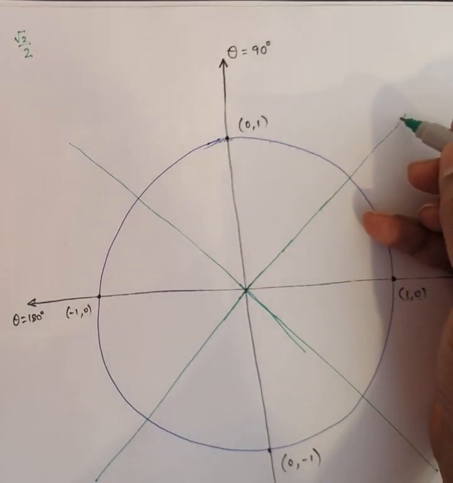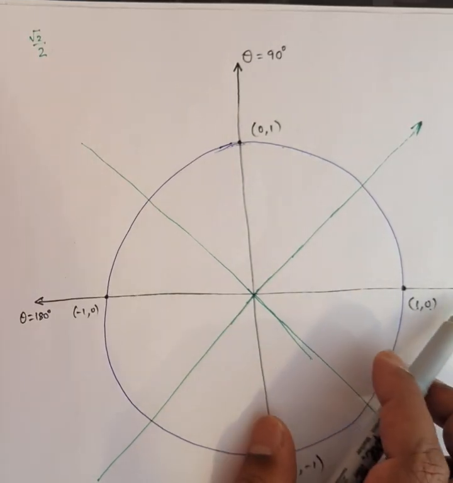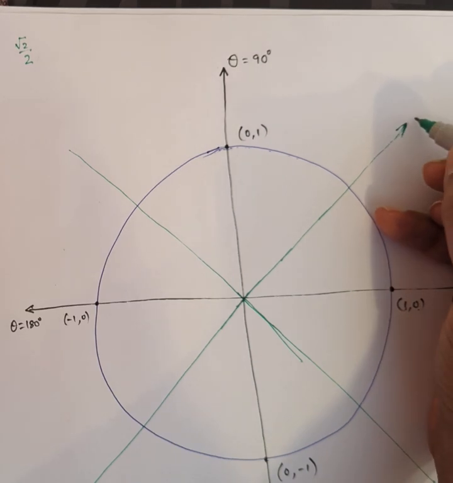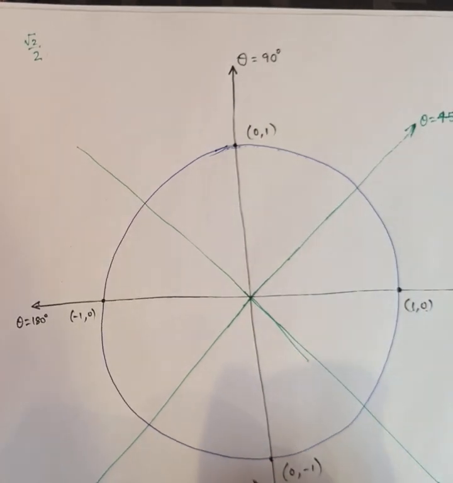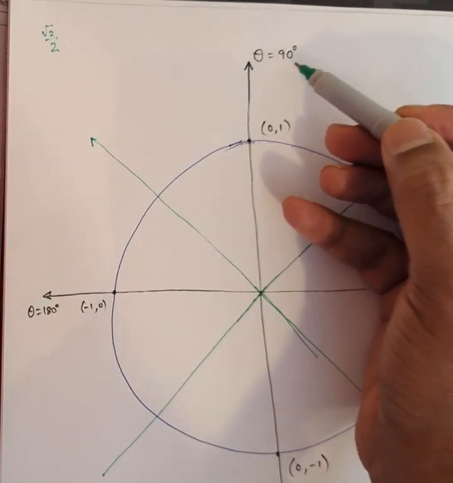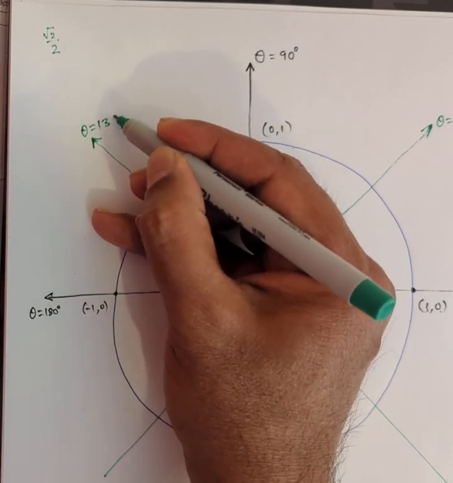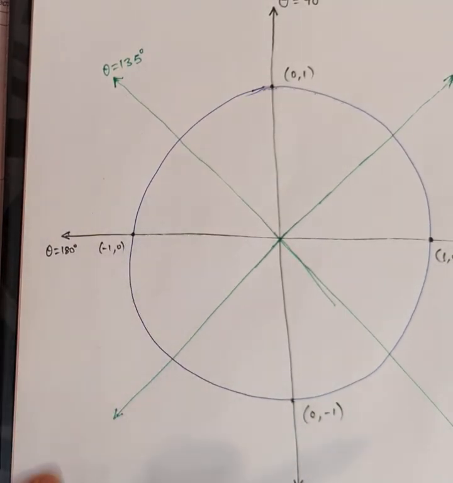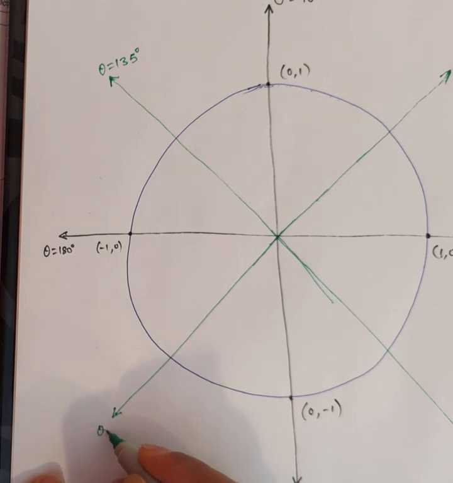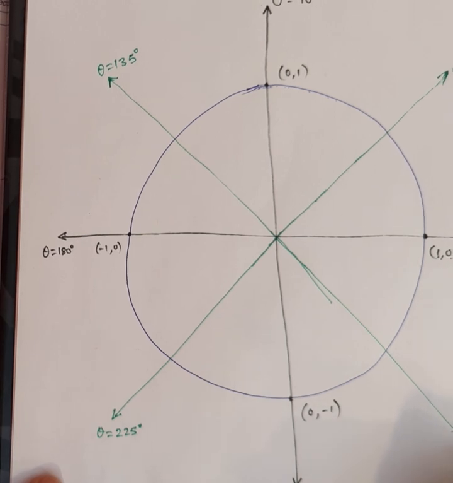And let's go ahead and write down the angle measures. This is exactly in the middle of 0 and 90. So this corresponds to 45 degrees. And this is in the middle of 90 and 180. So this would be 135 degrees. This one is in the middle of 180 and 270. So that would be 225 degrees. And this one is then 315 degrees.